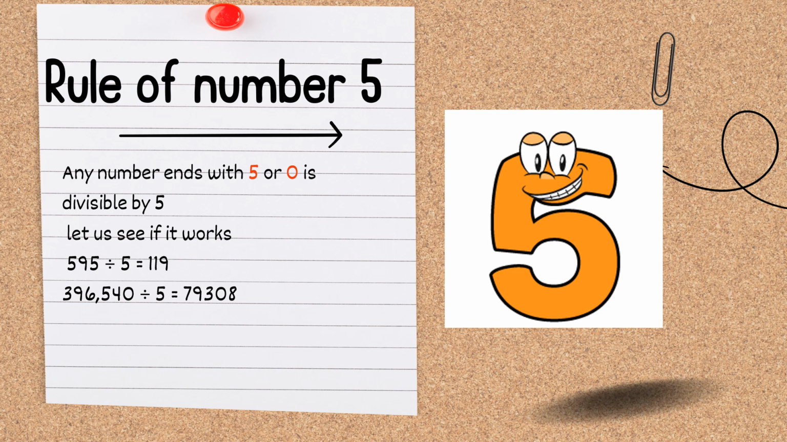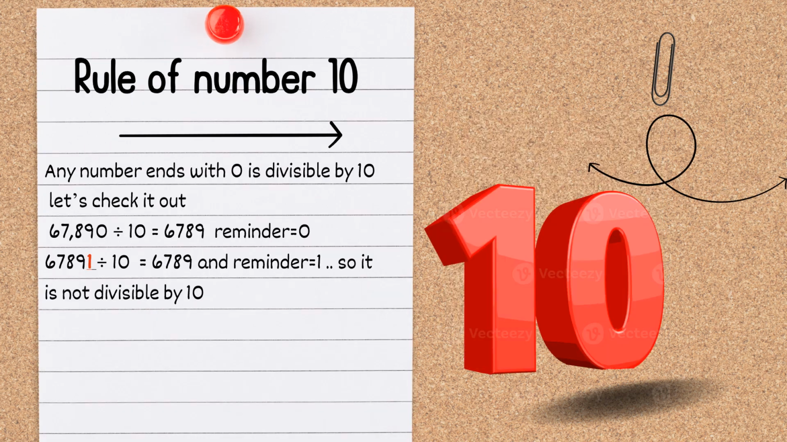Excellent. Let's move to the rule of 10. Any number that ends with 0 is divisible by 10. Any number. Let's check it out. 67,890 divided by 10 equals 6,789 and the remainder is 0. Yes, correct. The rule works.